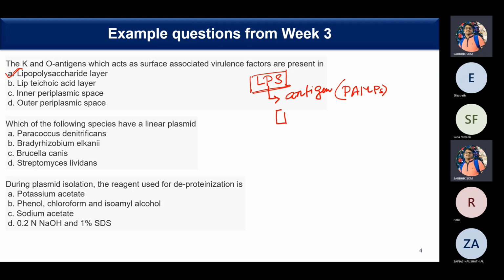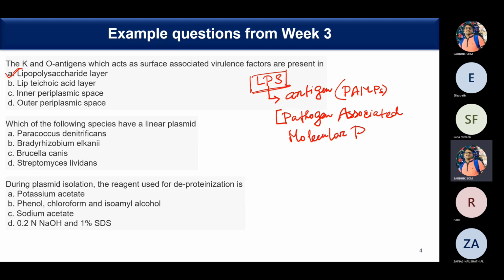PAMPs stands for pathogen associated molecular patterns. So these are known as PAMPs, pathogen associated molecular patterns.